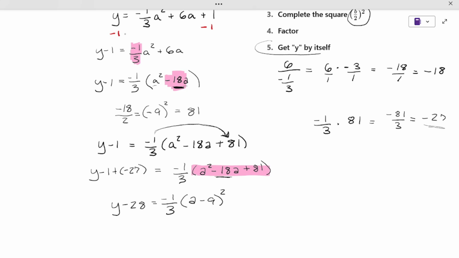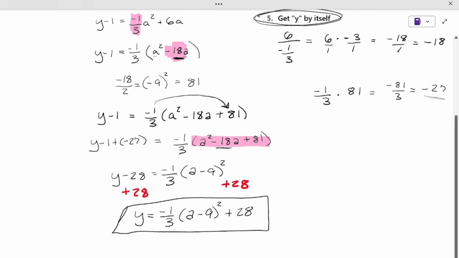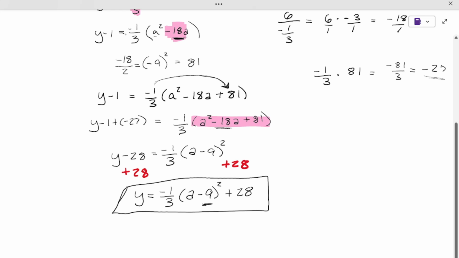And the last step, get y by itself. So we just add 28 to both sides. And we are left with the final equation in vertex form. y equals negative 1/3 (a minus 9) squared plus 28. Beautiful. And our vertex is this h value and this k value, h and k. And remember, it's the opposite. So since it's negative 9, our h value is actually going to be positive 9. And our k value is going to be positive 28.